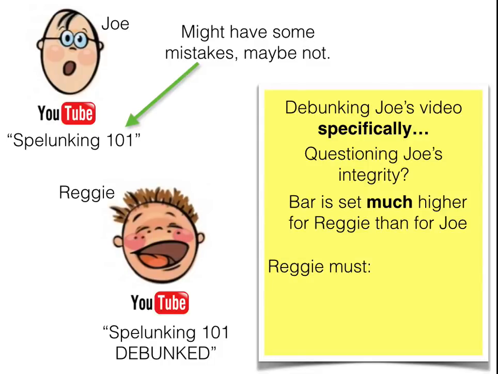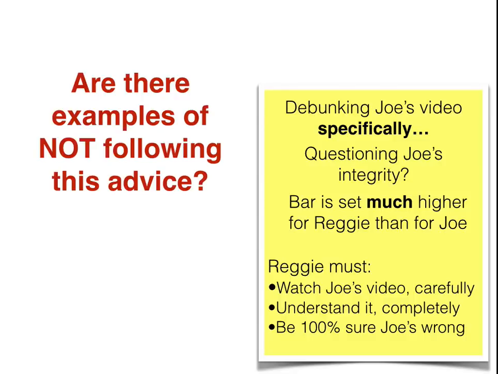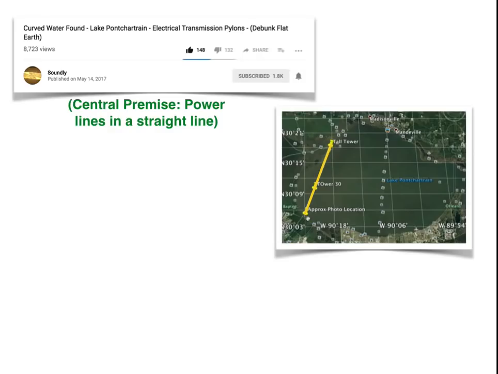So here's what Reggie must do. He must absolutely watch Joe's video carefully. He must understand it completely. And he must be 100% sure that Joe is in fact wrong. If he is to go after Joe, he really has to have his bags packed. So are there examples of not following this advice? Yeah, absolutely. We already talked about them.